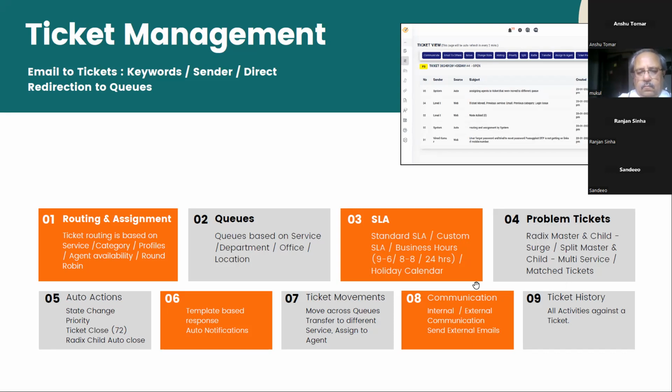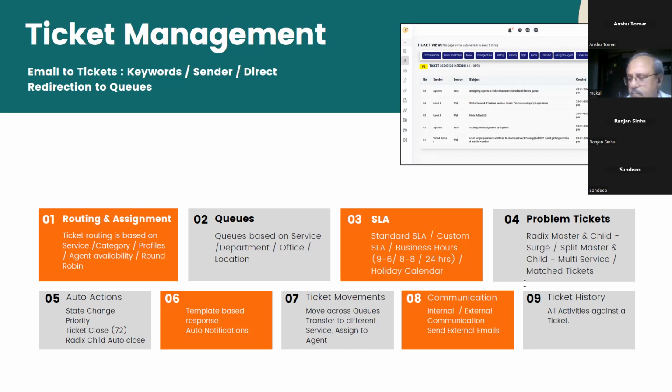Split master and child is used when you have raised a complaint and that complaint has to be worked on by two agents. So the ticket will be split between the two agents, and once both the tickets are closed, then the ticket will be closed. If one is still working, the other being closed will not close it.